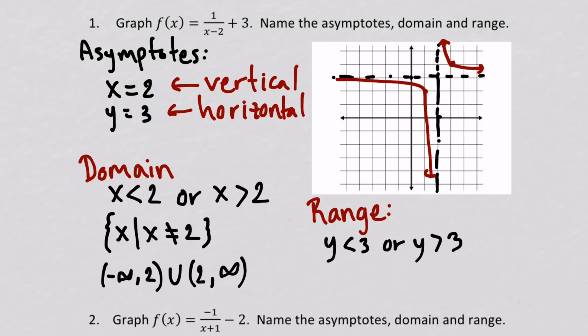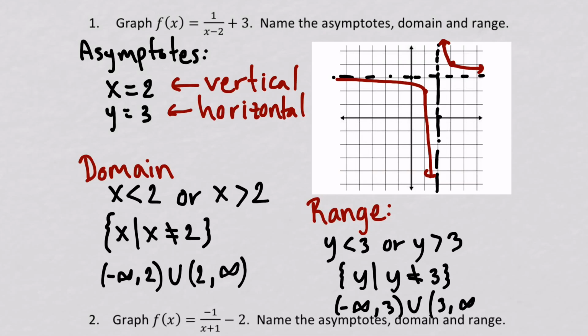In set notation, we're going to say all the values of y such that y does not equal 3. And finally, in interval notation it is going to go from negative infinity to 3 and from 3 to positive infinity.